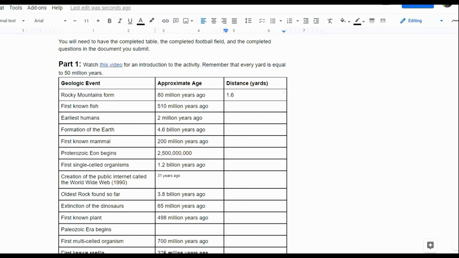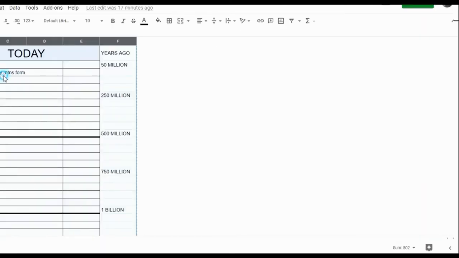So that's going to be important when we're filling in our football field. On this football field, you have today at one end, and then you have the beginning of time at the other. Each one of these lines is a yard. So the first line is 1 yard, the second line is 2. So we're going to put the mountains forming right here in between the 1 and the 2 because they're at 1.6 yards. You're going to do that for all of these items in this first table.